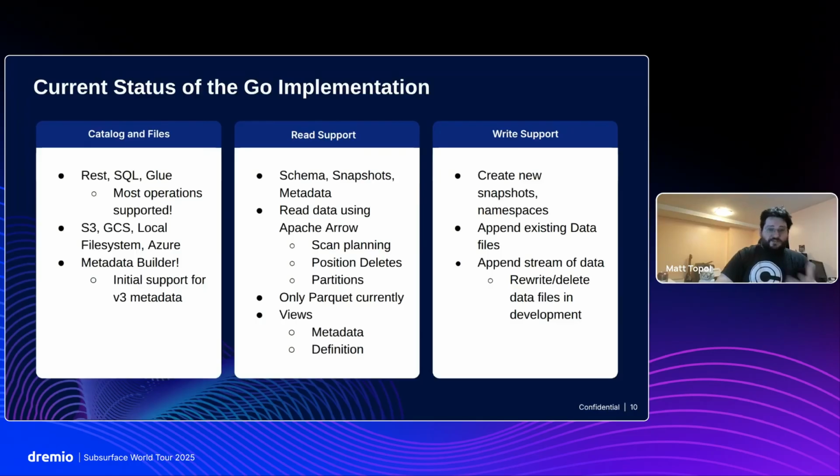metadata, time travel reads, scans. You want to do a scan plan? You want to actually just stream the actual data out using Apache Arrow? You can do so. Get a stream of data. Very efficient, very useful. We have support for getting the metadata on Iceberg views and getting their definition. We don't execute them yet because we didn't embed a SQL engine, because that's silly.